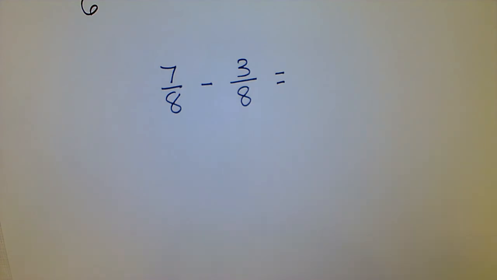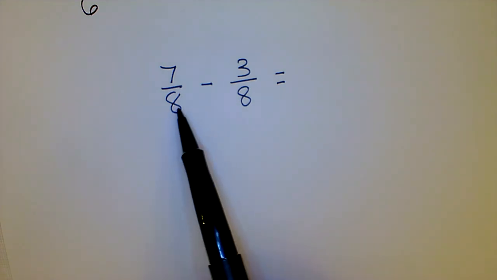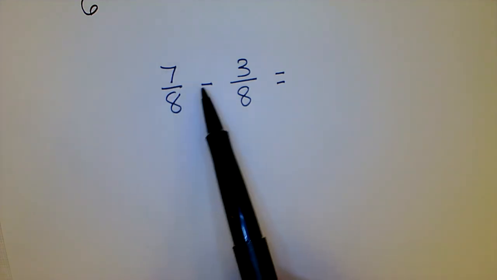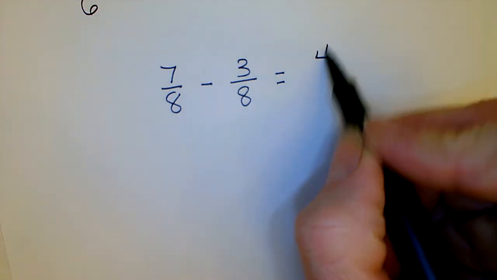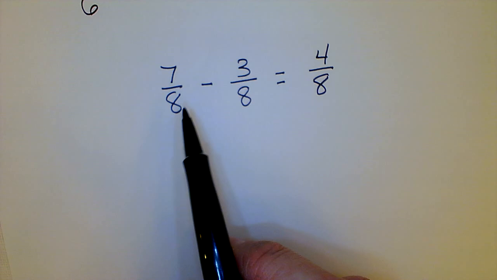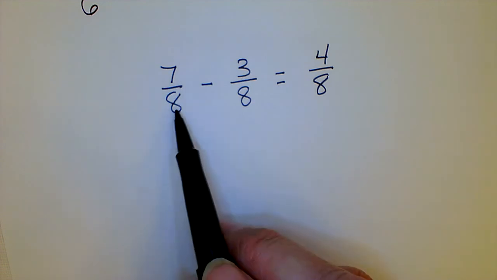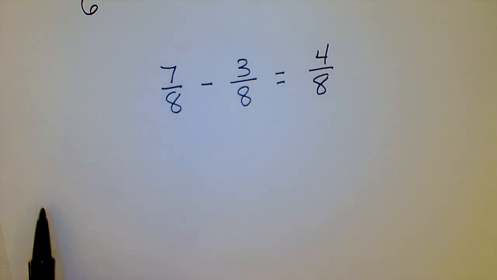Okay, so I have 7/8 minus 3/8. So again, this is just telling us the size of each piece. So I have 7 of these pieces minus 3 of those pieces will give me 4 of those pieces. Because 7 minus 3 is 4, so 7/8 minus 3/8 is 4/8. And now let's model that on a number line.